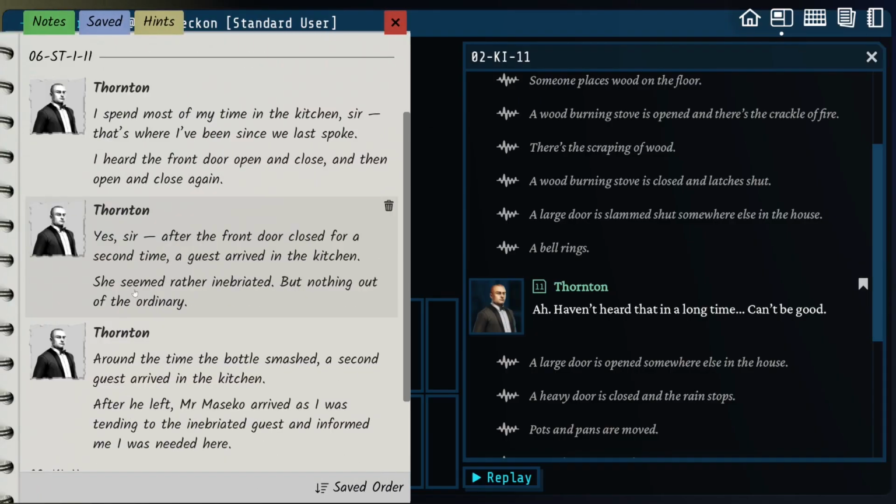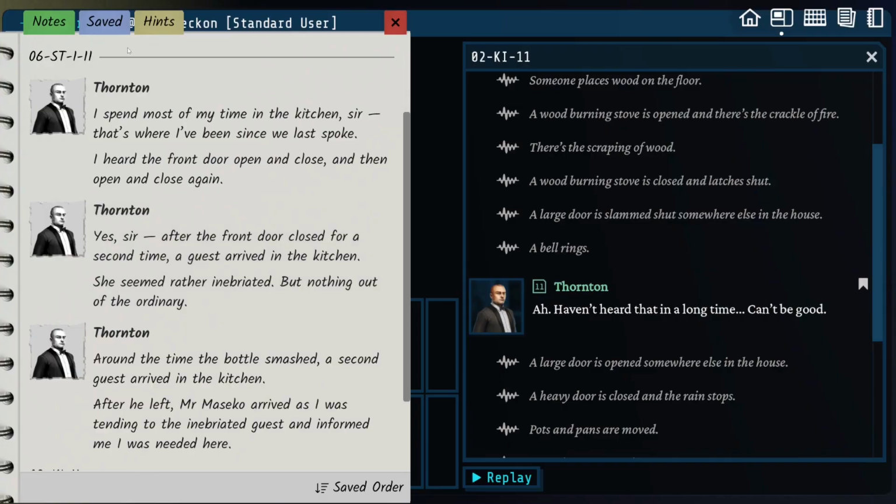After this, the front door closed for the second time. A guest arrived in the kitchen. He seemed rather inebriated. I don't know what that means, but nothing out of the ordinary.